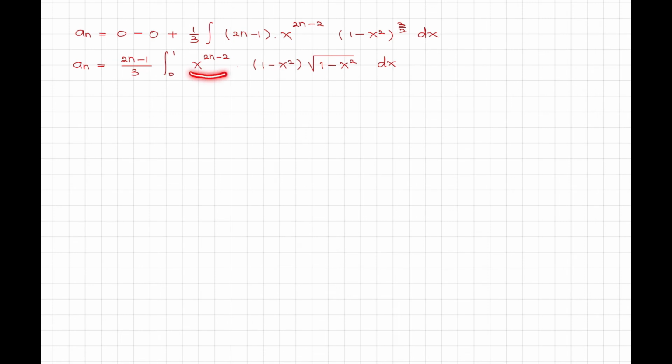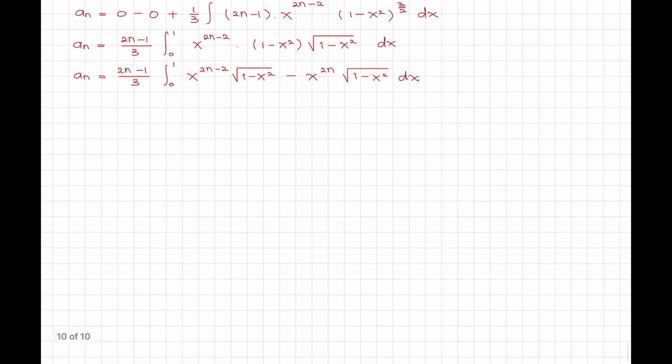And then if we expand this times 1 times that, we got a_n equals 2n minus 1 over 3 integration 0 until 1, this times 1 times that, it becomes x to the power of 2n minus 2 square root of 1 minus x squared, and then this times negative x squared times that, it becomes negative x to the power of 2n, negative 2n plus 2 will cancel out or becomes 0, square root of 1 minus x squared dx.